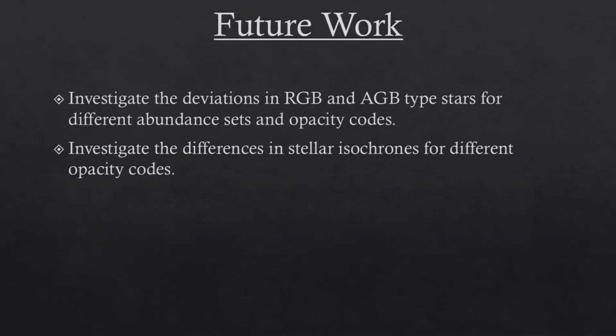Future work would be to investigate the deviations in the RGB and the AGB type stars for different abundance sets and opacity codes, why they are doing these different things. Also looking at why the pace of evolution is being affected that we saw in the stellar isochrones. So these are something I'll be looking at next in my research for my thesis.